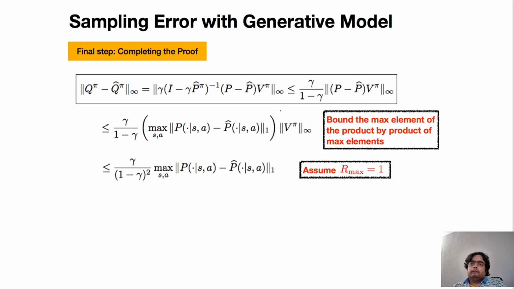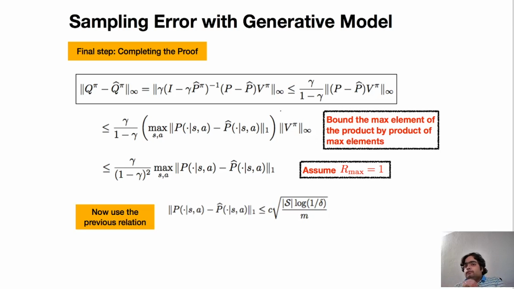And if you look at the transformation between the second line and the third line, the real difference is that there is another factor of 1 over 1 minus gamma multiplied in the third equation, and the v pi infinity is gone. So where did that factor come from? It came from the fact that the value function in its infinity norm is bounded by 1 over 1 minus gamma times a constant, that is R max, which is assumed to be 1.